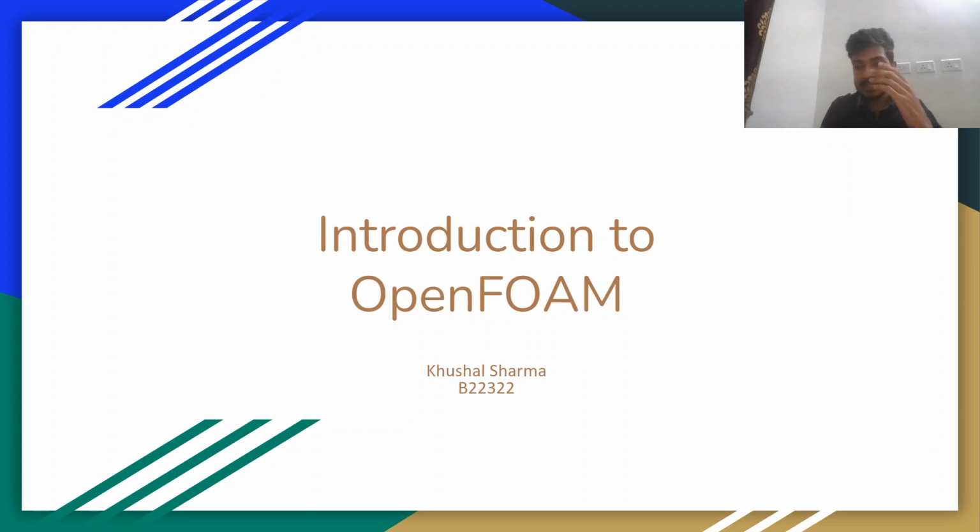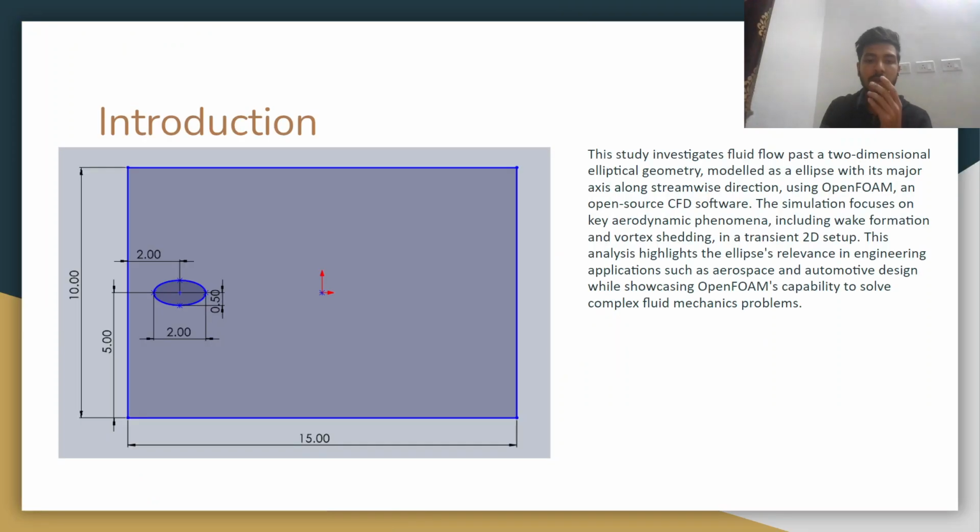So let's start with the problem, that is a 2D flow problem across an obstacle. I will be looking specifically into an elliptical obstacle, and this elliptical obstacle will be kept along the streamline. That is, the major axis of the ellipse will be along the flow. So let's initially start with the theory of the problem. What is happening behind the simulation that we will be performing?